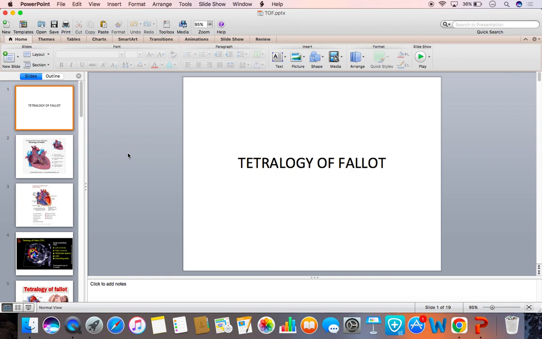Then, what are the complications the child may go into in tetralogy of Fallot? Number 1 is cerebral thrombosis. Number 2, brain abscess. Number 3, infective endocarditis. Number 4, congestive heart failure. These are the 4 important complications the child may develop if untreated.